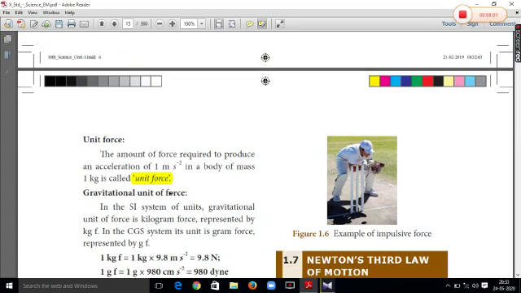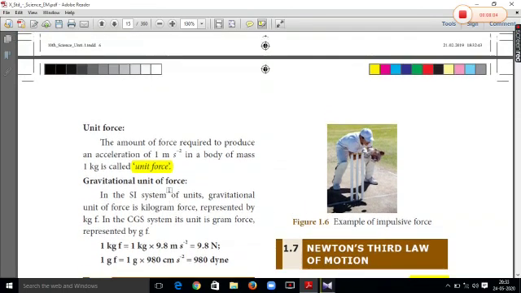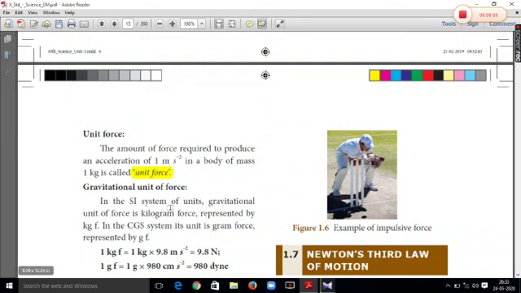Gravitational unit of force. In the SI system of units, the gravitational unit of force is kilogram force. It is represented by kgf. In the CGS system, its unit is gram force. It is represented by gf. Now, the value 1 kgf is equal to 1 kg into 9.8 m s^-2, which is equal to 9.8 Newton. 1 gf is equal to 1 gram into 980 cm s^-2, which is equal to 980 dyne.